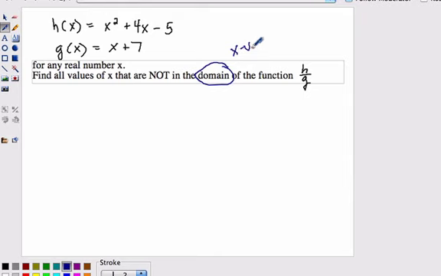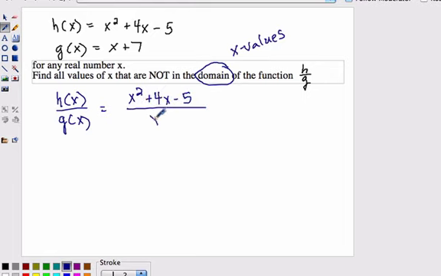Domain are your x values, all the possible x values that you can plug into the function, and they're talking about the function h over g. So if I took the function h of x and I divided it by the function g of x, I get x squared plus 4x minus 5 all over x plus 7. Now the question is, what are the x values that are not in the domain?